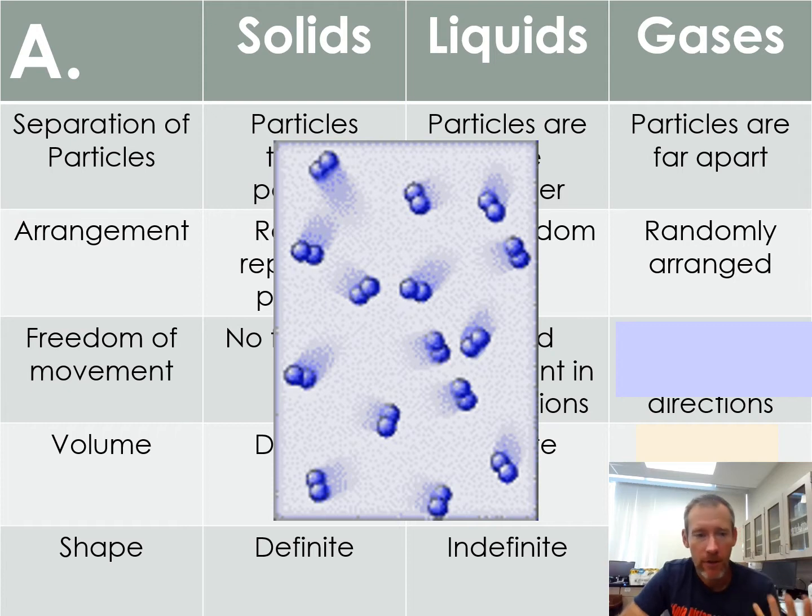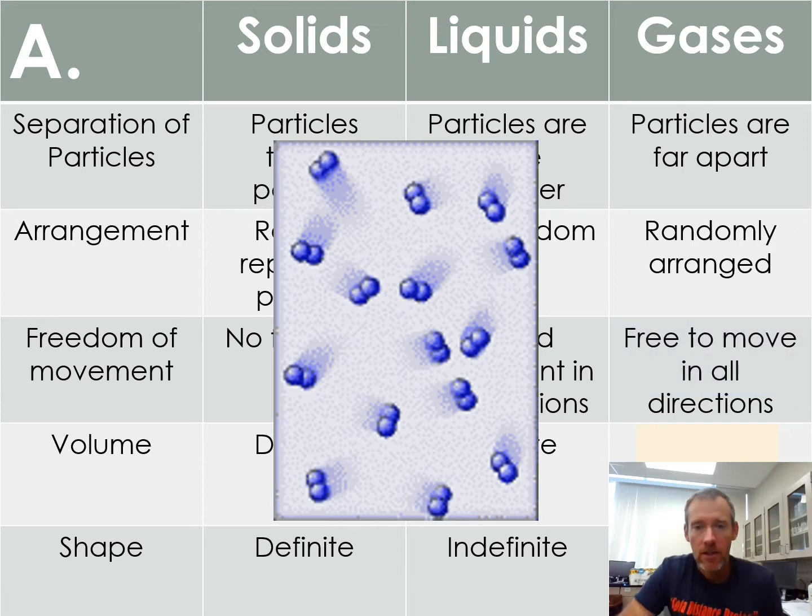Gases, on the other hand, are very far apart, obviously. They are randomly arranged. There's no rhyme or reason how they move. They're free to move in all directions. The volume is indefinite, and again, the shape is indefinite. Sorry, my picture's in the way.